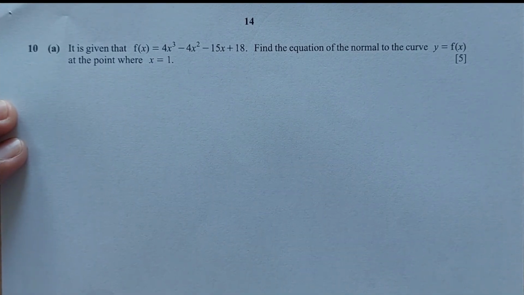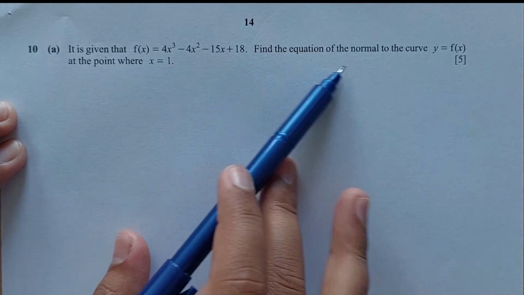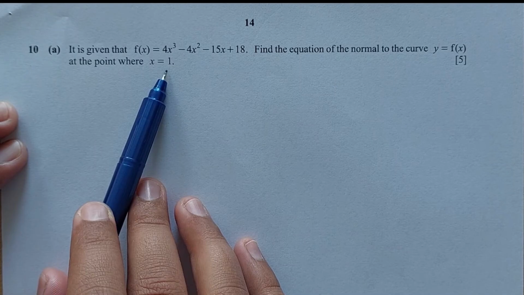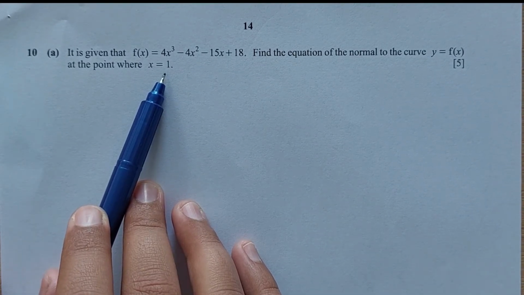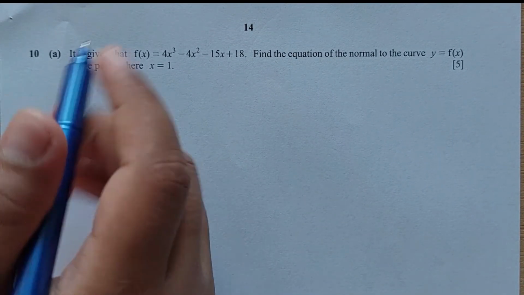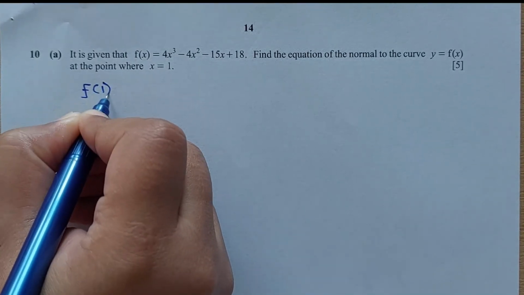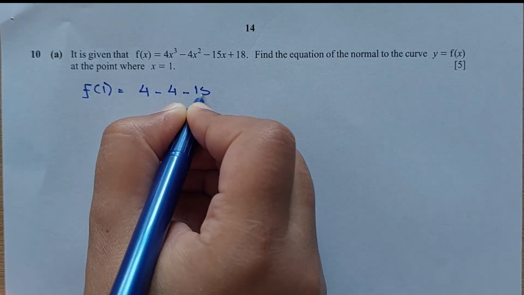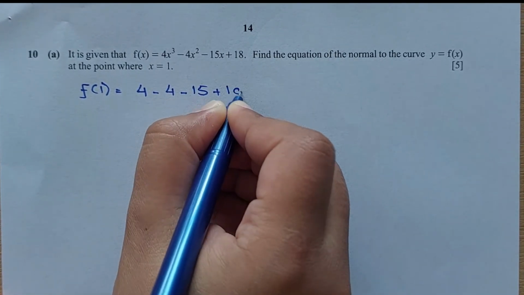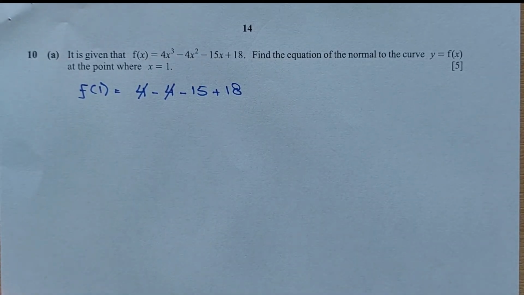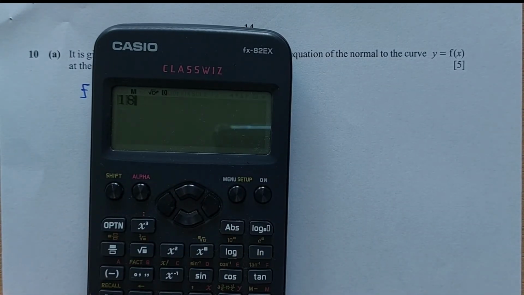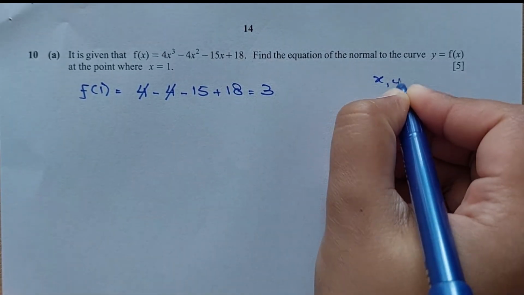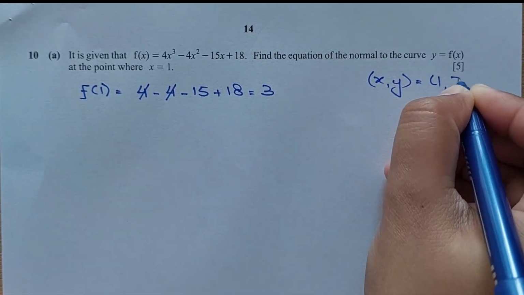Question number 10, A part. It is given that f of x equals this. Find the equation of the normal to the curve y equals f of x at the point where x equals 1. Right. So we have given x equals 1. Let me find what f of 1 is. 4 times 1 cube is 1, minus 4 times 1 square is 1, minus 15 times 1 plus 18. Right. 4 minus 4 is 0. 18 minus 15 is 3. Yes. So we have a point x, f of x, that is 1, 3.